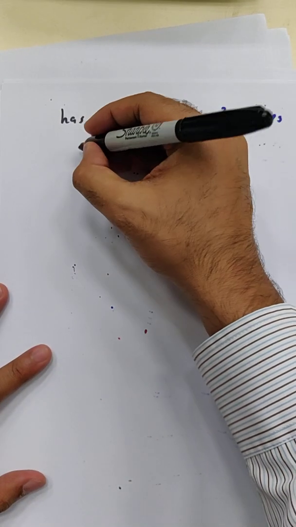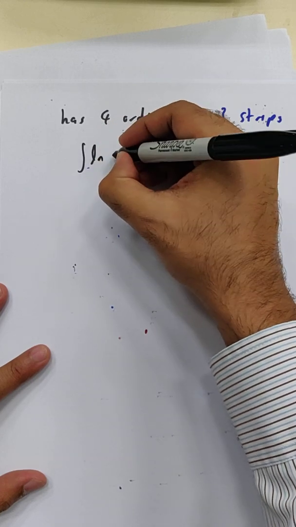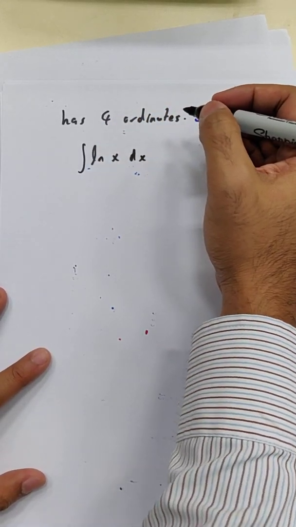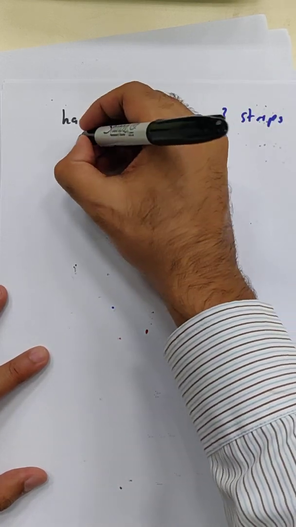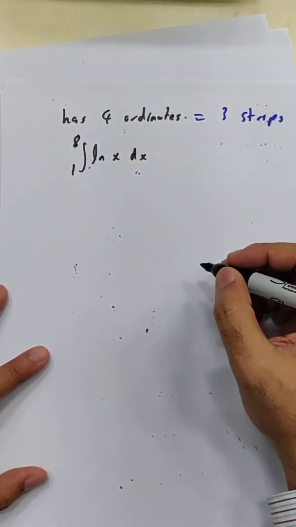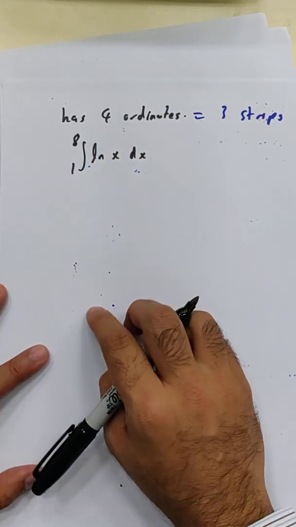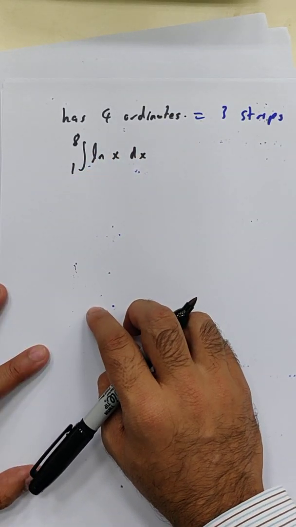Right, so let's begin with the questions. Let's say we have something like this. And this is 8. It has 4 ordinates in this equation. And give your answer correct to 4 decimals.